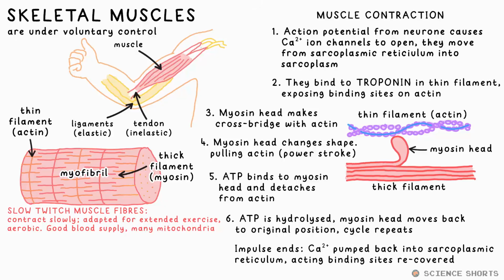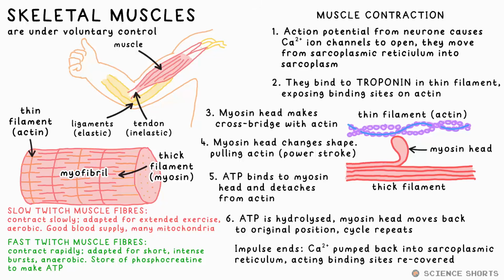Some muscle fibers contract slowly. These are slow twitch fibers used for extended periods of exercise. They have a large store of myoglobin, good blood supply, and many mitochondria, so they're adapted for aerobic respiration. Fast twitch are for your short, intense bursts of exercise. They have many thick filaments, high concentration of glycogen, and the enzymes needed for anaerobic respiration. Also a store of phosphocreatine, so ATP can be made quickly.